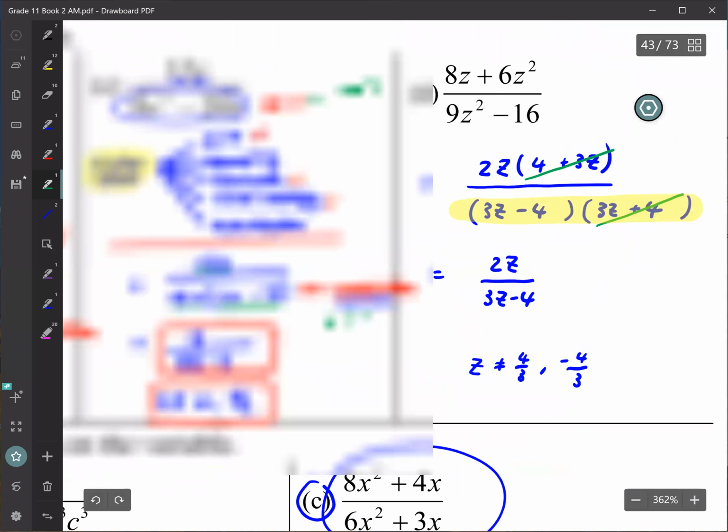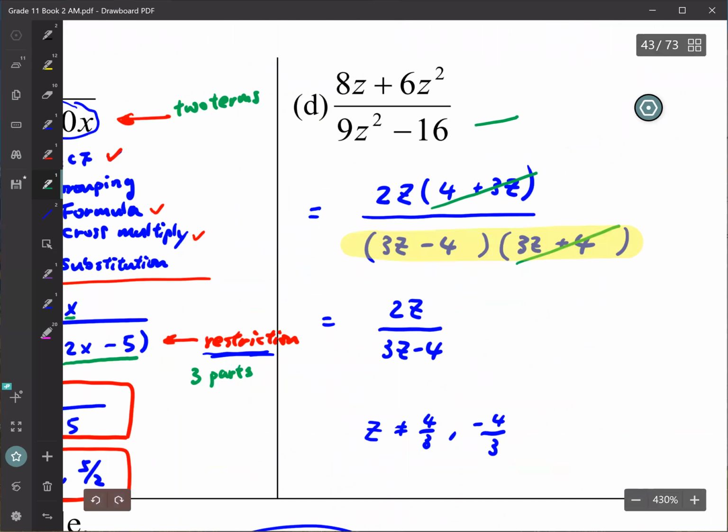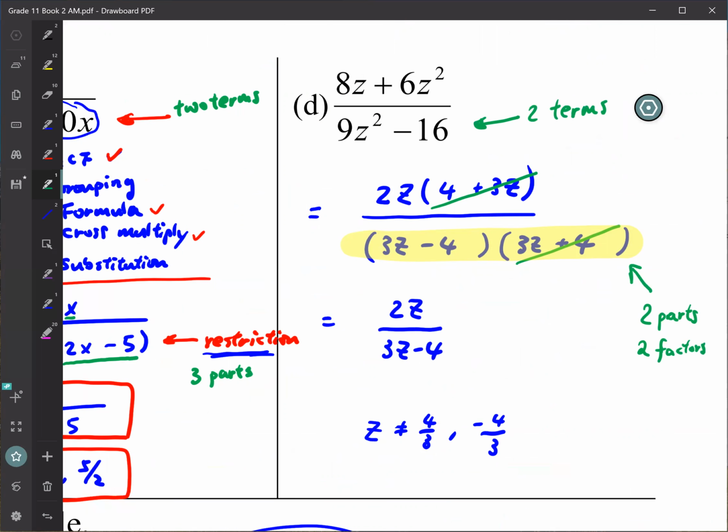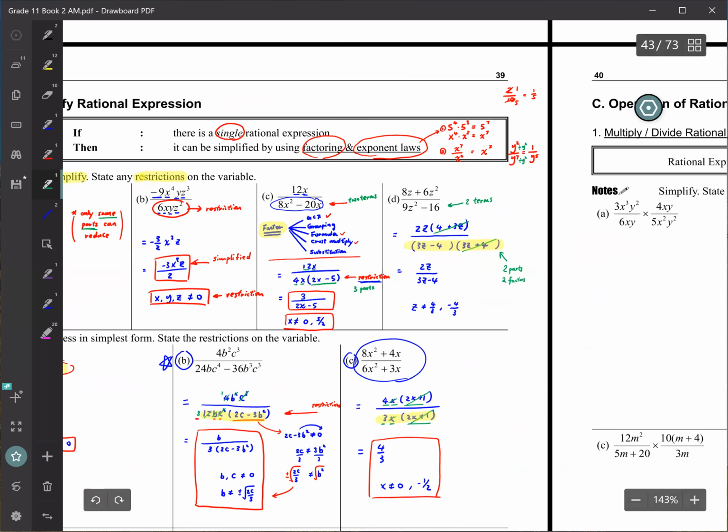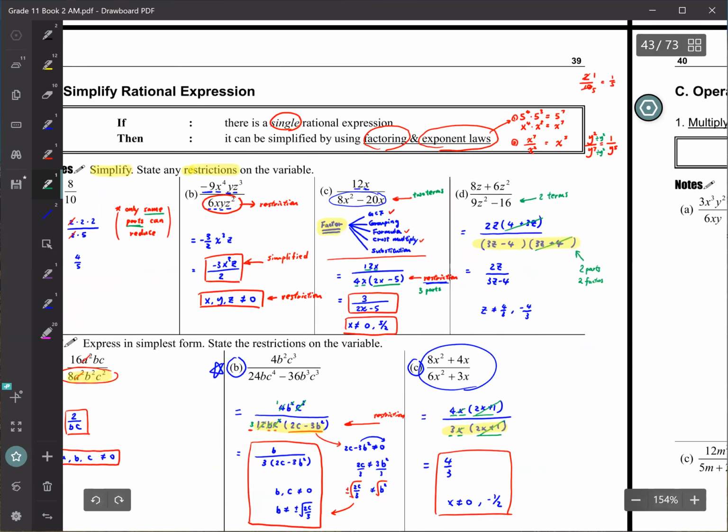Like this one has 2 terms, right? 2 terms. And this one has 2 parts, or you can think of it as 2 factors, right? 2 factors. Same thing. Factors, because after you factor it becomes 2 brackets. So your first thing to do is to see if you can factor anything. Then if there's anything to factor, you do that first.